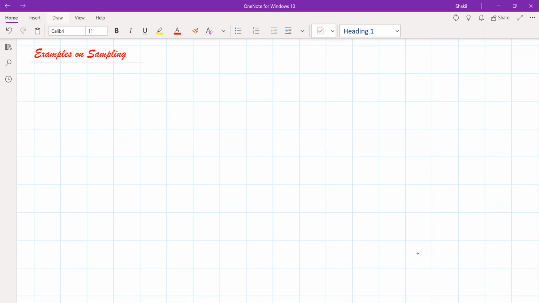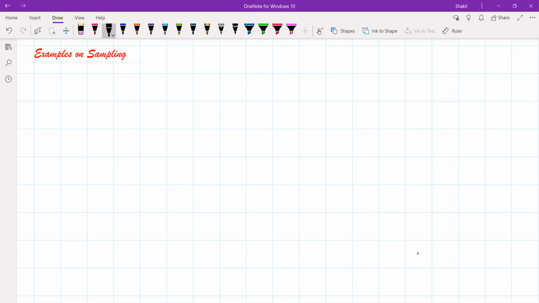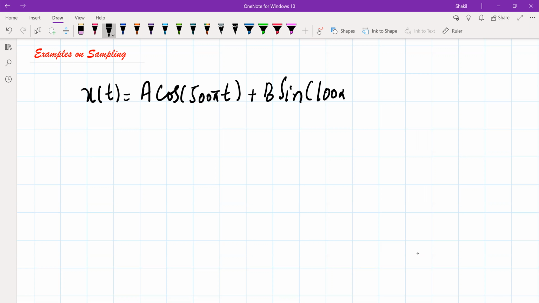We'll solve a few more examples based on the sampling of continuous time signals. In this session, we'll continue with the examples. Remember, suppose x of t is a cos 500 pi t plus b sine 100 pi t. Let's suppose this is our signal and our goal is to determine the Nyquist rate.